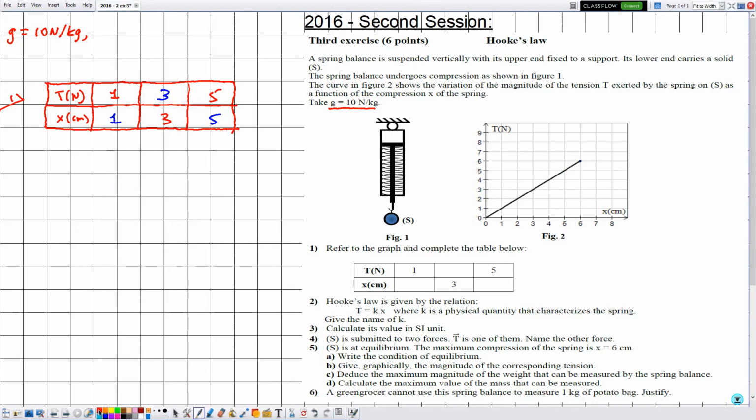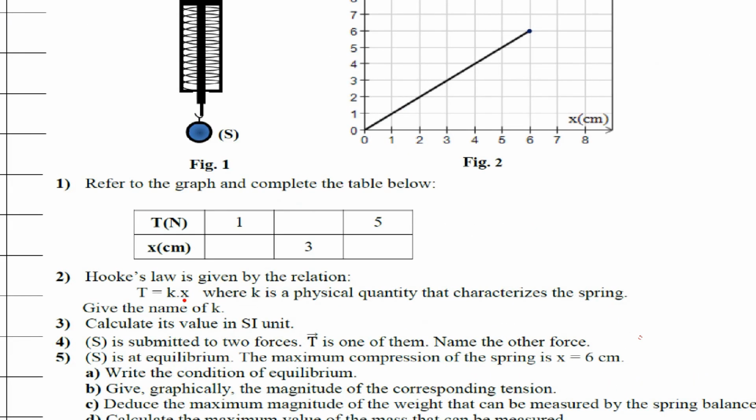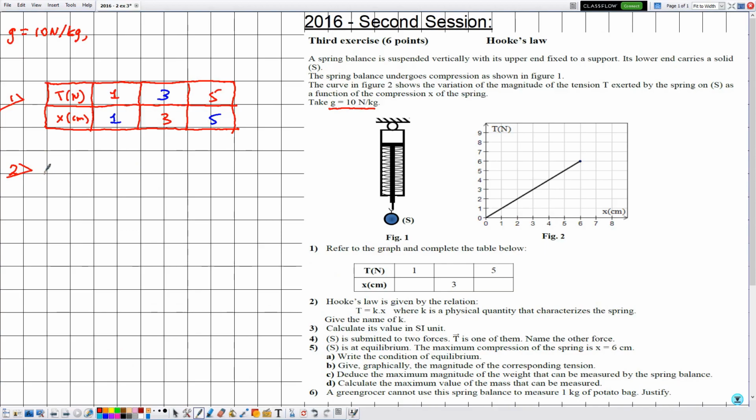Now number 2, Hooke's law is given by the relation T equals Kx, where K is a physical quantity that characterizes the spring. Give the name of K. We know that K represents the stiffness of the spring. So let's say that K represents the stiffness of the spring, or the force constant.